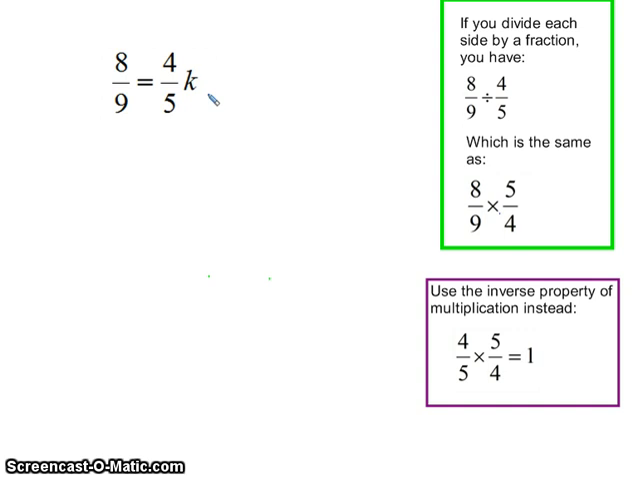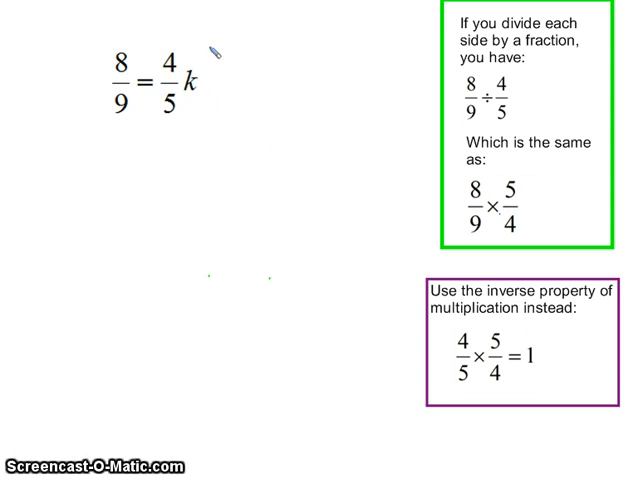How do you think we would solve this equation? You might say divide both sides by 4/5 because you're multiplying these two. But there's actually an easier way to look at this. So let's review. If you divide both sides by a fraction, you would have 8/9 divided by 4/5. But that's actually the same as saying 8/9 times 5/4. So to save ourselves some time and effort, which is always important, we want to multiply by the inverse instead.